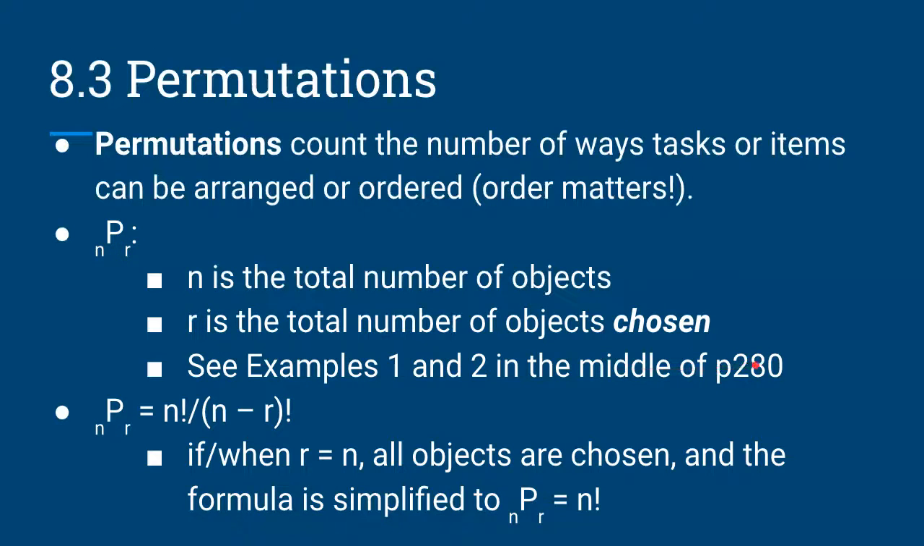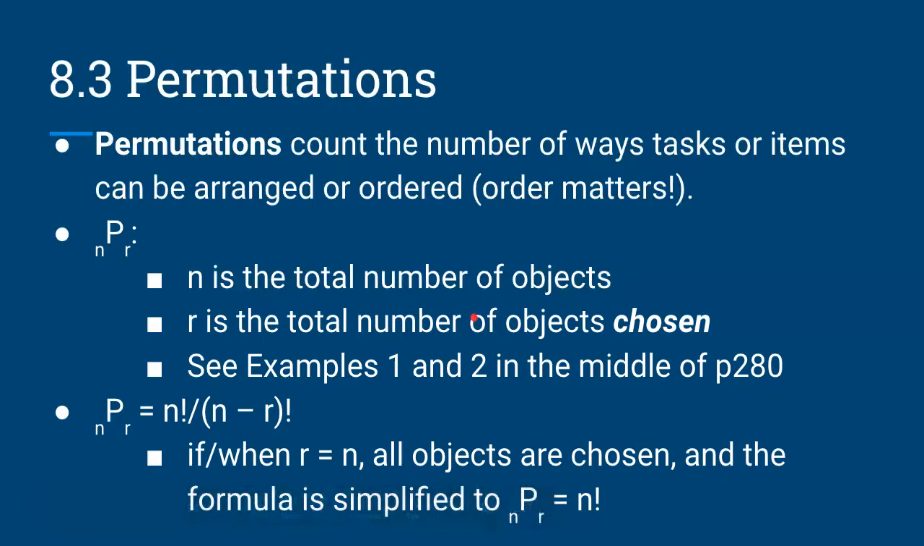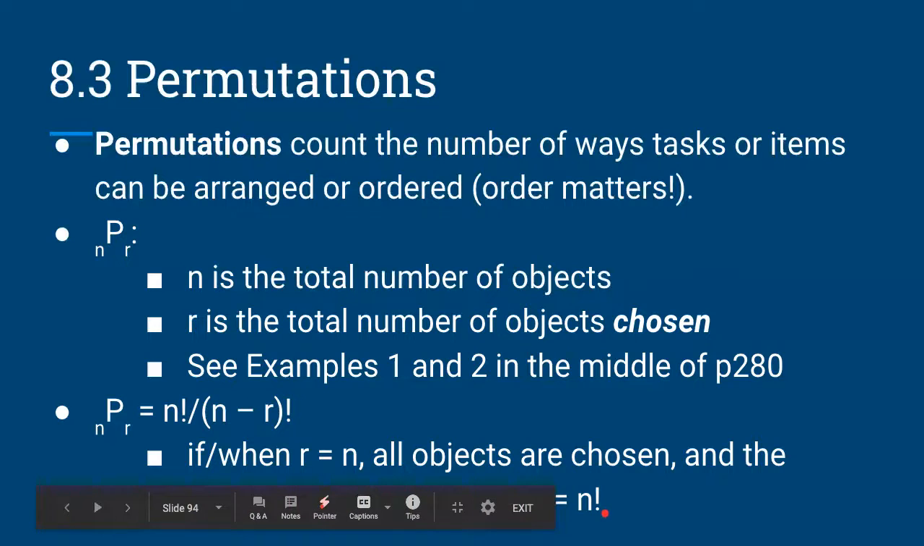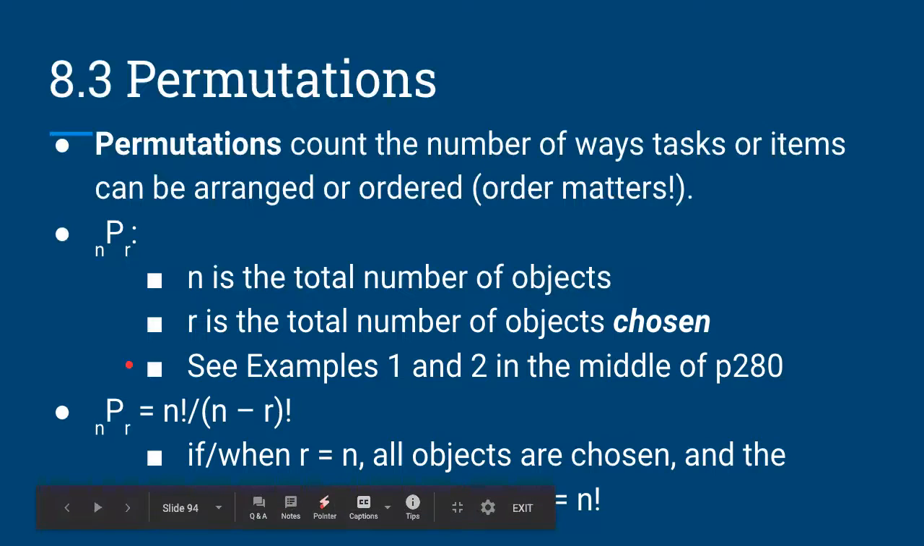Examples 1 and 2, we'll do in the middle of 280. When r equals n, all the objects are chosen and the formula simplifies to n factorial, because n minus r would be 0, and 0 factorial equals 1. So examples 1 and 2, middle of 280.